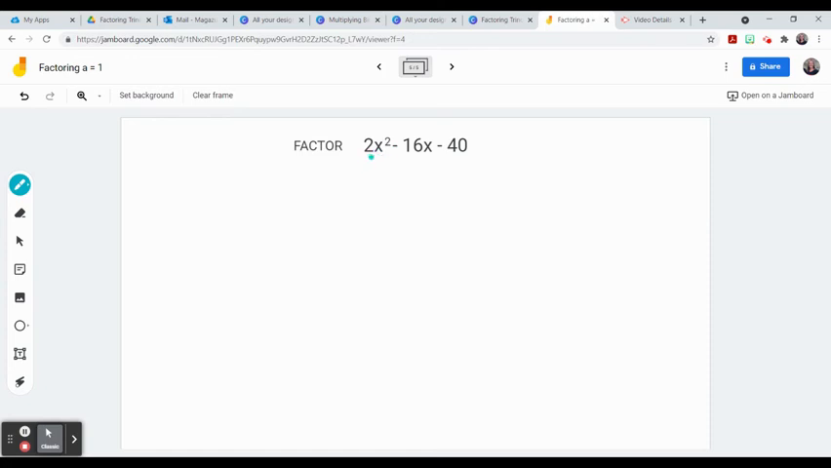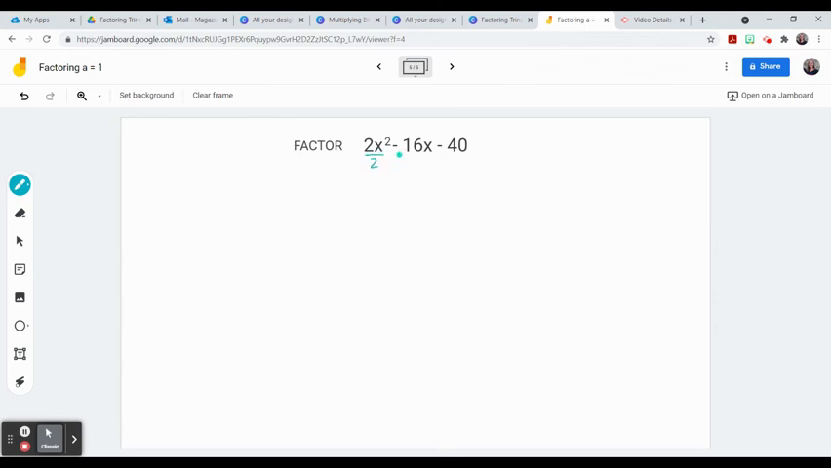You should notice that my a value here is not 1 this time. It's 2, which means that I could have a GCF. So I could have a common factor in each one of my terms. If that's the case, we are going to factor that out, divide it from each term. I can divide this by 2. I could divide my second term by 2, and I could also divide my last term by 2. So 2 is the GCF.